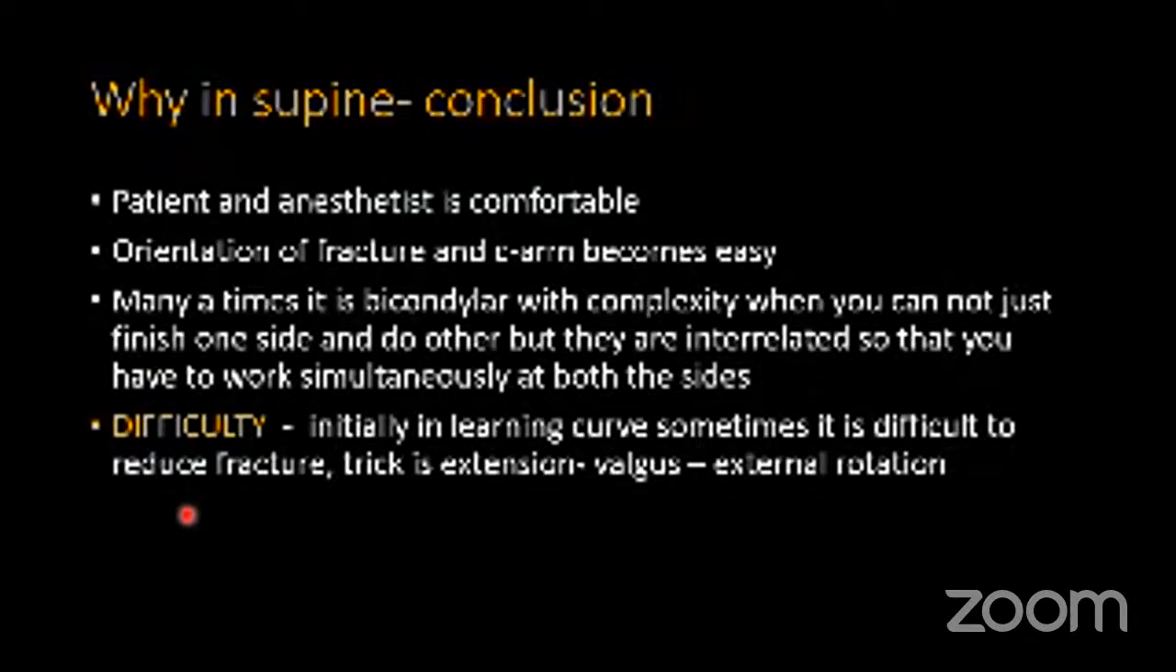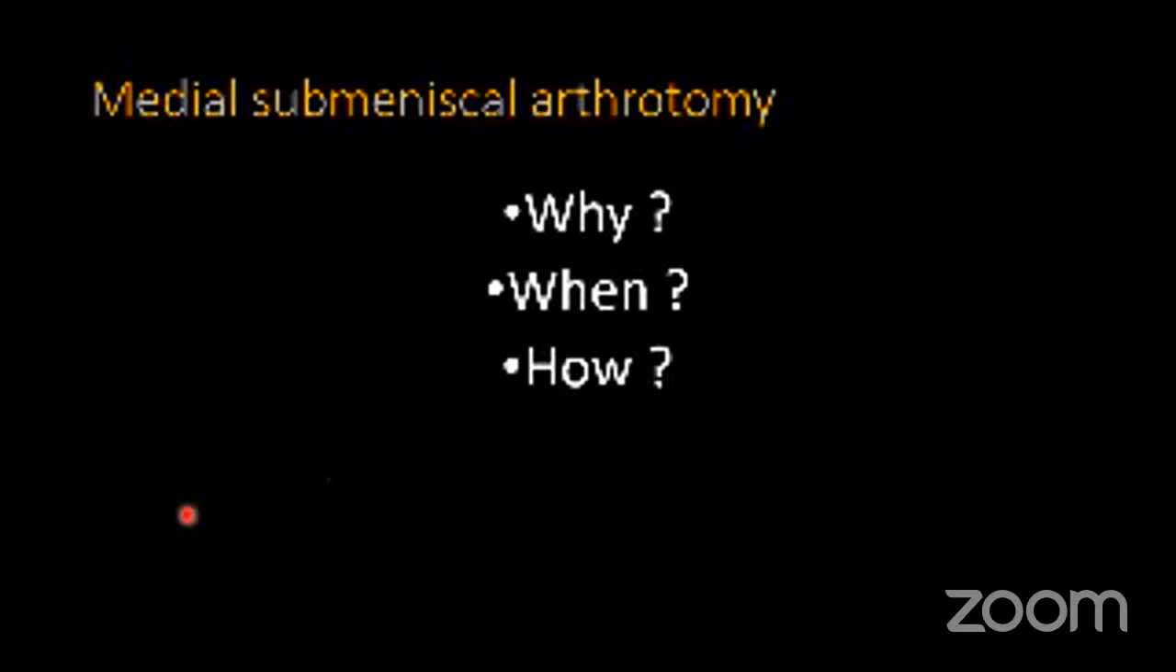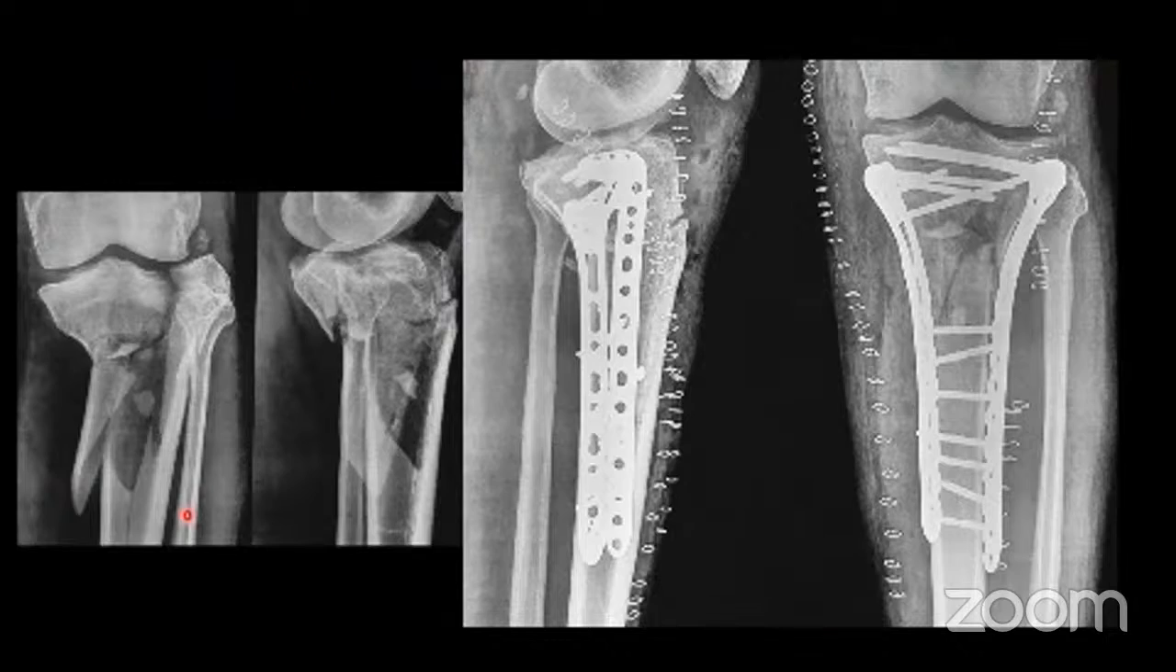So this is where the first part of my presentation is over. And this is another thing which many people are not doing. Lateral submeniscal arthrotomy you all know. But what about the medial submeniscal arthrotomy? So I am putting these three questions: why is medial submeniscal arthrotomy required, when is it required, and how is it to be done? So I'll start with a case.